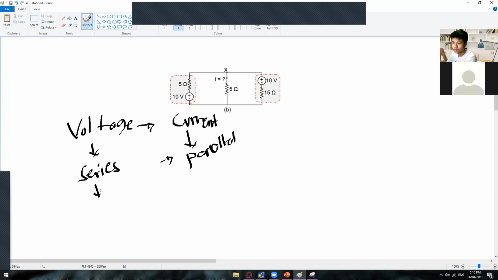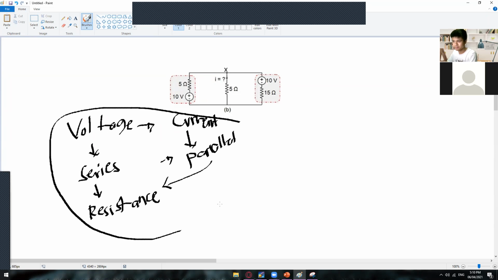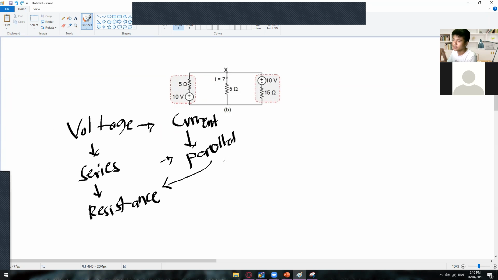As always, what we are saying is in series is the resistance value. If it's a current source, it must be in parallel with resistance. If it's a voltage source, it must be in series with resistance. So basically, that's the logic behind source transformation.